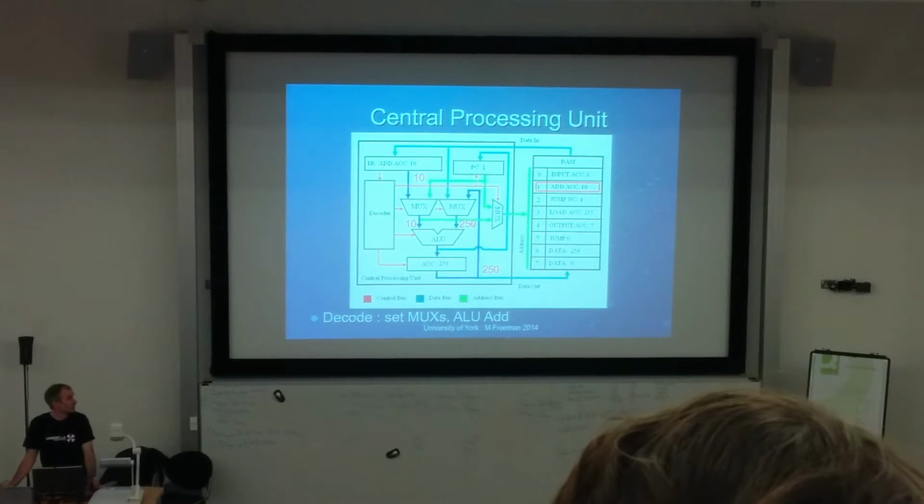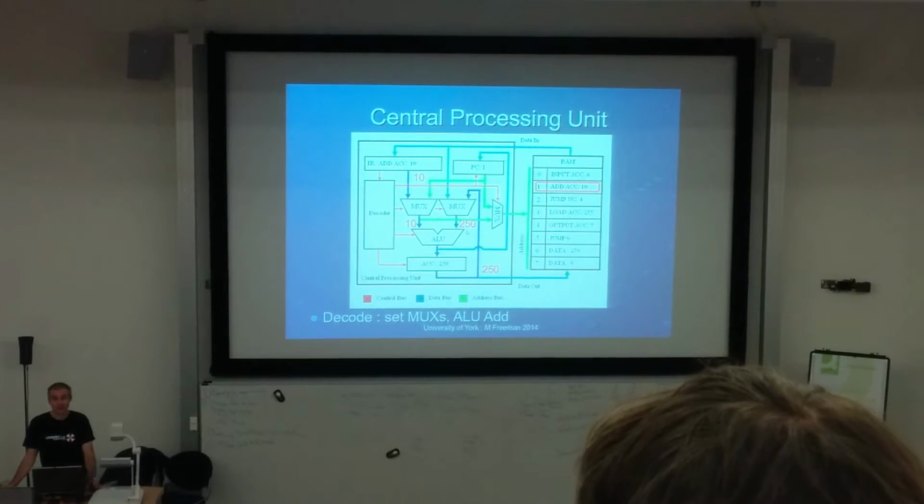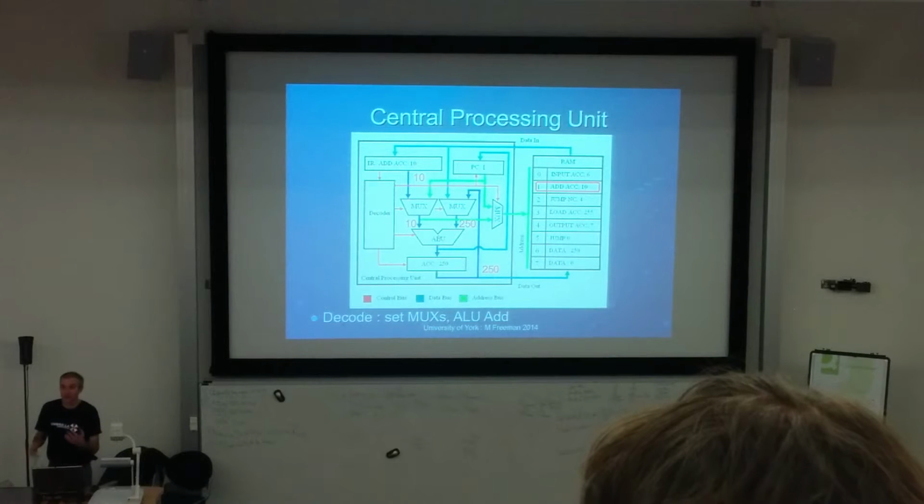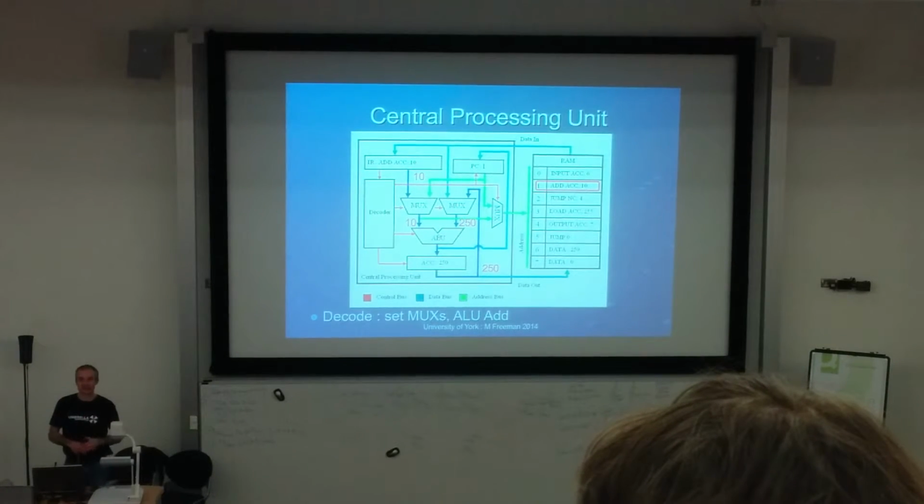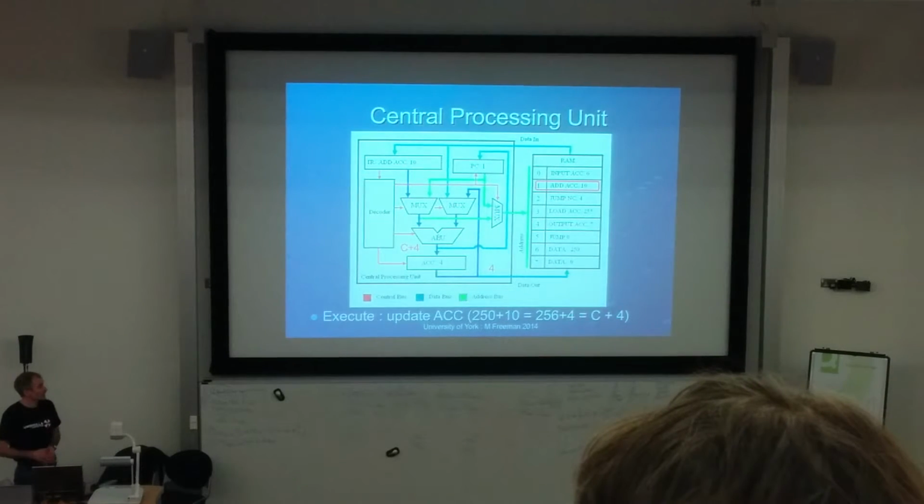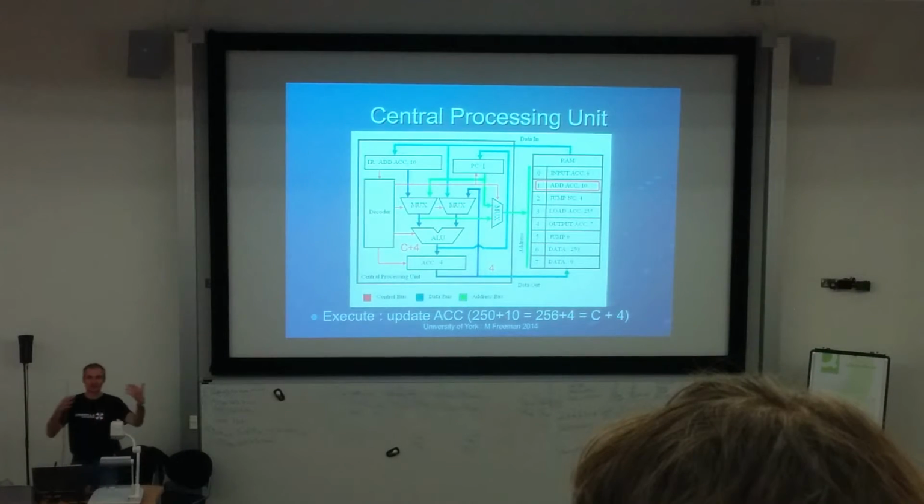So now what I'm doing is adding memory location 10 on the inputs of the ALU, and the ALU is set up to be an adder. We've got those control signals that tell it to select the output from the ALU. Now I get to my execution phase. Well, 250 plus 10 is 260.